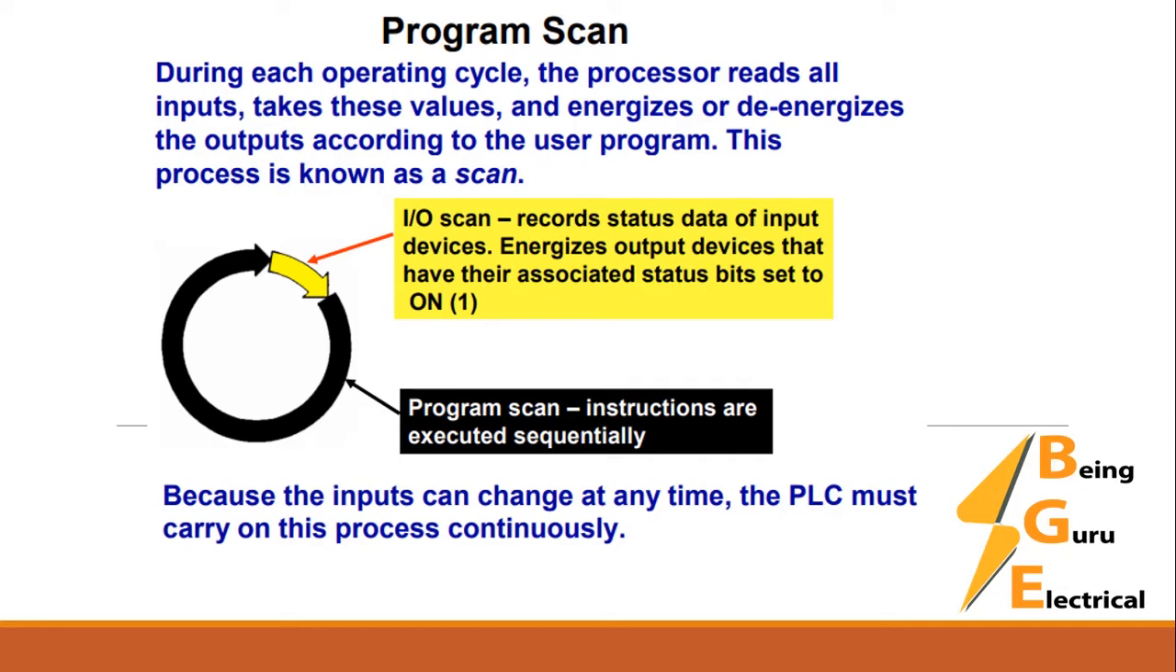So during each operating cycle, the processor reads all the input, takes these values and energizes or de-energizes the output. So what a processor is doing is taking the input and energizing or de-energizing the output according to the user program. This process is known as scan. In the program scan, instructions are executed sequentially. There is a sequence. First, inputs are read, then the program is executed, which is a ladder logic, and then the outputs are changed according to the program and the inputs.